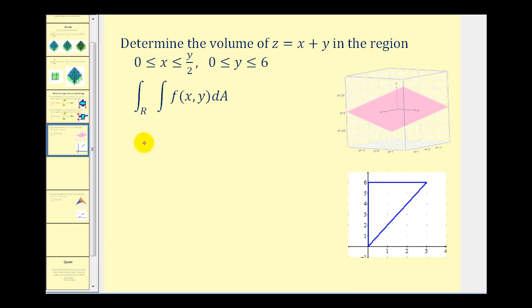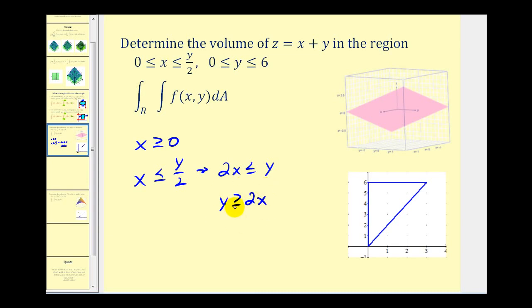We know x has to be greater than or equal to 0, but x also has to be less than or equal to y over 2. So if we know x is greater than or equal to 0, we're talking about the positive x-axis here. Let's take a look at this inequality here. If we were to solve this equation for y by multiplying both sides by 2, we would have 2x less than or equal to y. Let's go ahead and flip this around. This is the same as y is greater than or equal to 2x.